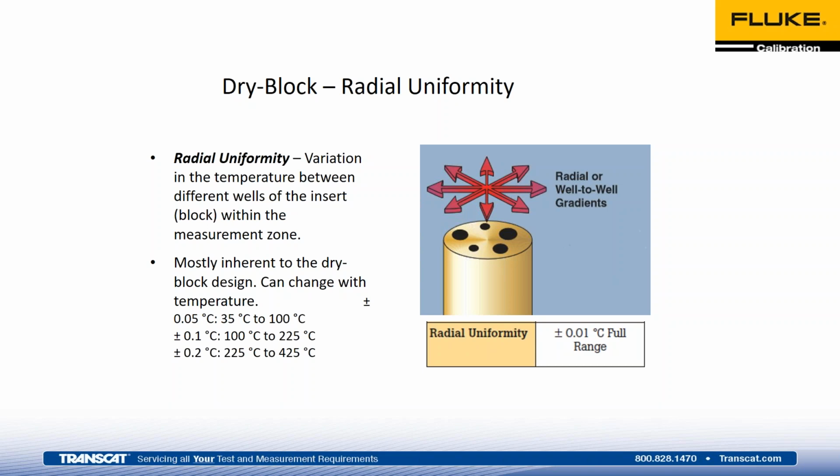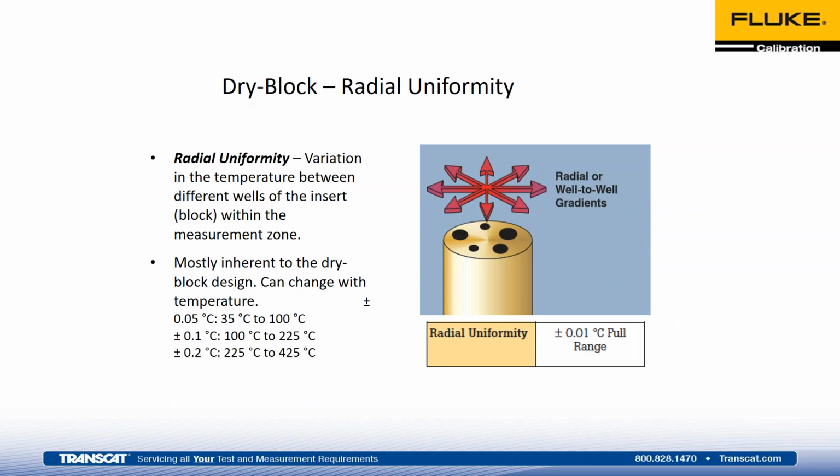Most of the specifications, whether it be the display accuracy, the stability, or radial uniformity, axial uniformity, they all can change with the temperature. So again, it's very hard to find something that's consistent across the board from its minimum temperature all the way to its maximum temperature, and that's just due to the nature of all the changes that are happening within the unit to try to heat or cool, and then fighting the ambient conditions.